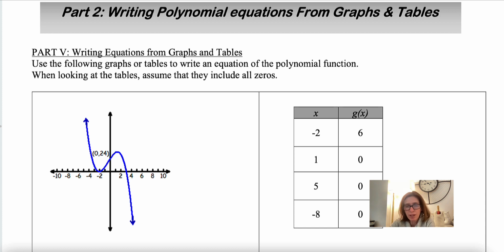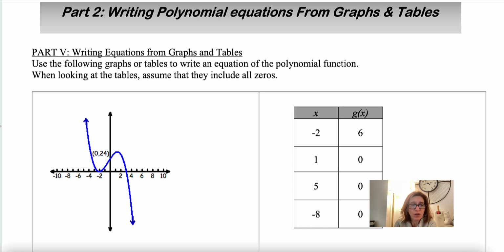Today we're going to be moving on in polynomials, talking about writing polynomial equations from graphs and tables. For me it's really important to remember that we can do different things with a function. We want to be able to look at a function using the rule of 4: graphically, as a table of values, as an equation, and verbally. With these graphs of polynomials, it's really important we know what happens at the zeros and what the end behavior tells us about the function.